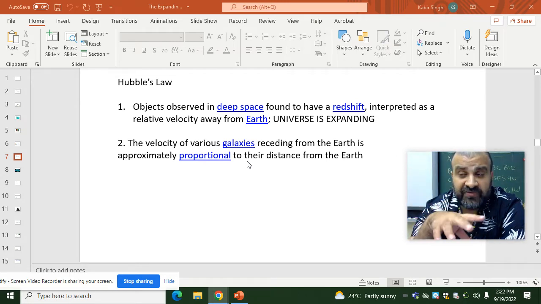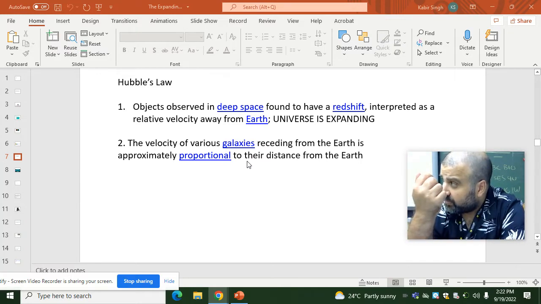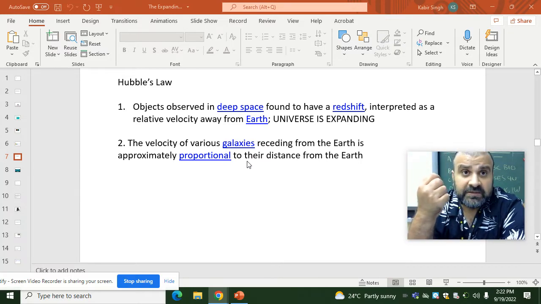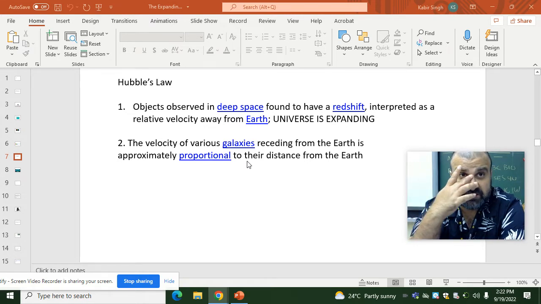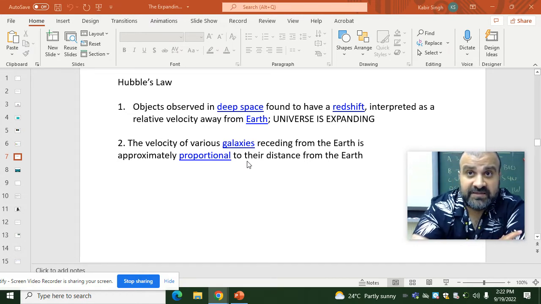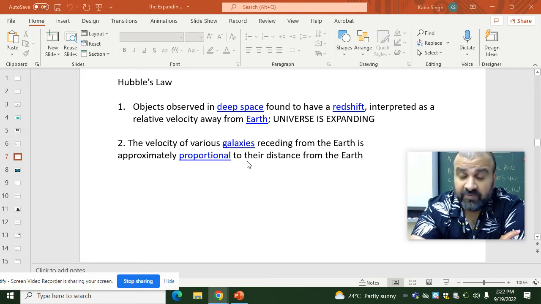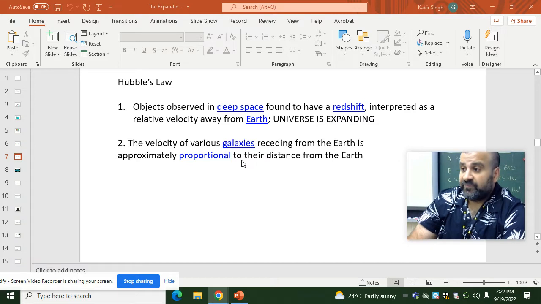Okay? There are a few exceptions to this rule. Some galaxies are moving towards us. For example, Andromeda is moving towards us, and scientists have predicted that in several billions of years, the Milky Way and Andromeda will collide into each other.